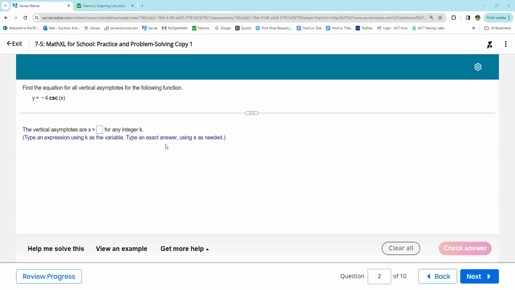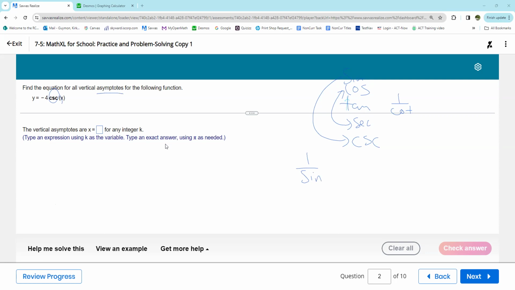Remember, we had tangent and cotangent being reciprocals. Tangent is 1 over cotangent, and we had sine and cosine. They always pair up with a co-, so cosine is with secant and sine is with cosecant. We have cosecant here. So we're talking about 1 over sine. It's talking about reciprocals or asymptotes.